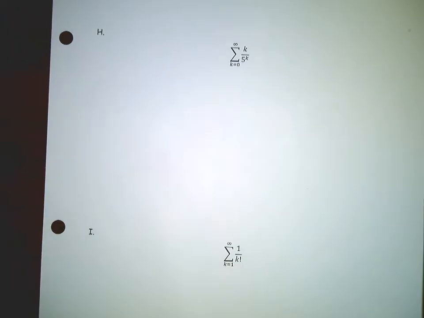All right, so now let's look at another example here. So there's 2 more here and then we'll be done, but this one is a little bit different here. K over 5 to the k.